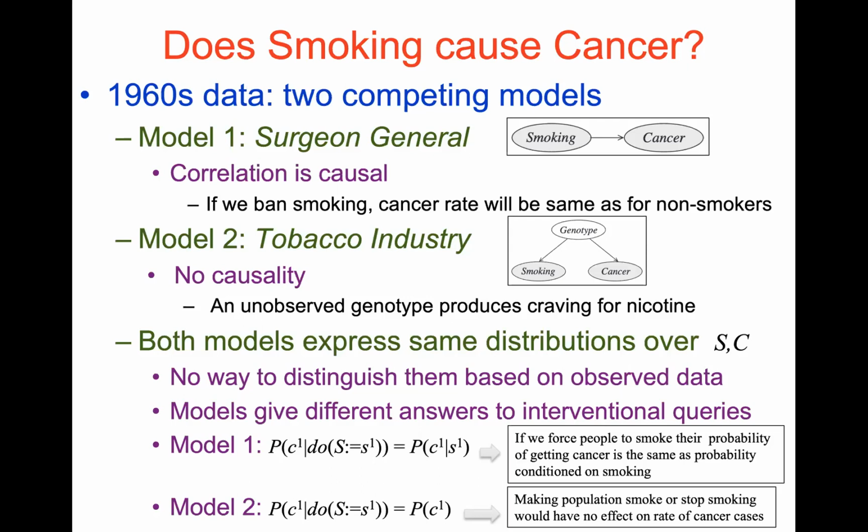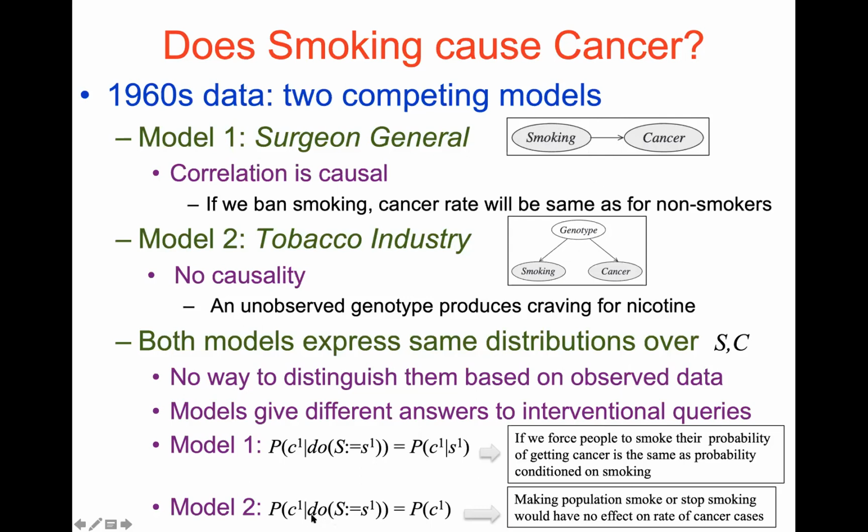Models, however, give rise to different answers to interventional queries. Model 1, this first model, says P of C1 given do S equal to S1. What if we say the person smokes? Well, the probability of cancer given that is whatever your original table was, P of C given S1. It's cancer given smoking. In your data set, you can look at that.